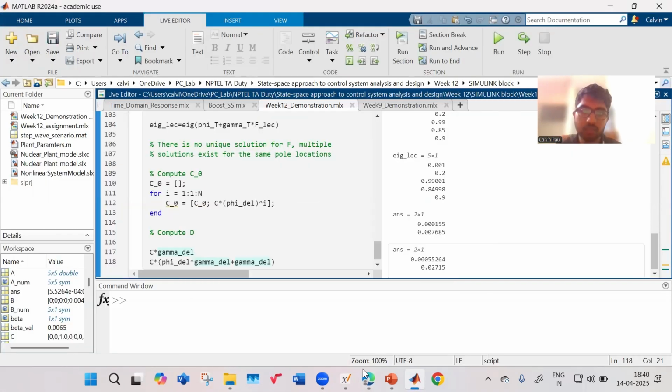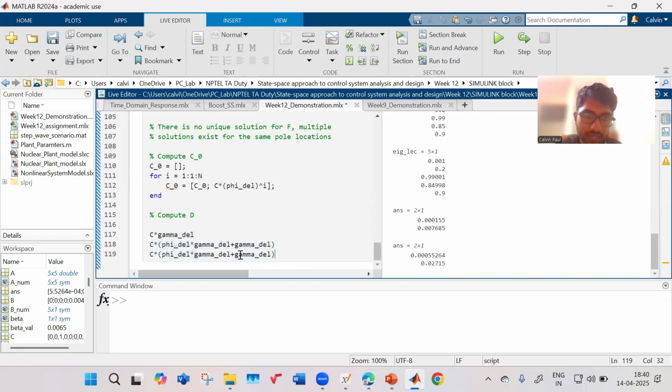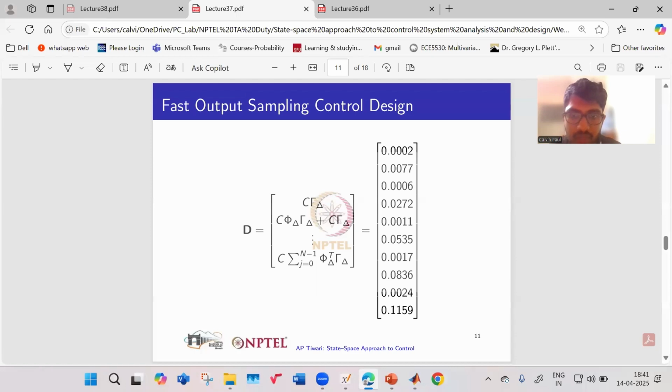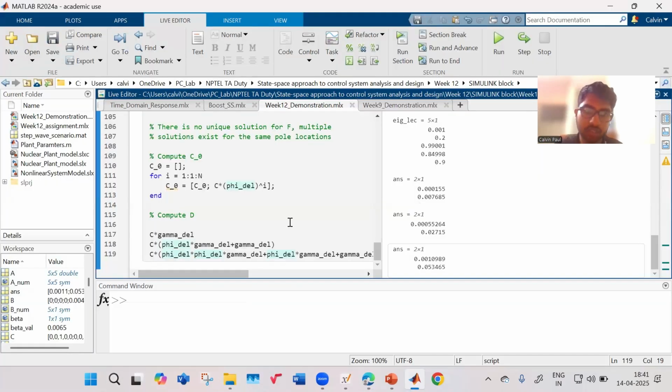Okay, similar. Then this will be C into phi delta into gamma del, plus again phi delta into phi underscore del into gamma. So that comes out to be 0.001089, 0.0010989, and 0.0534. Okay, so this comes out to be like this.